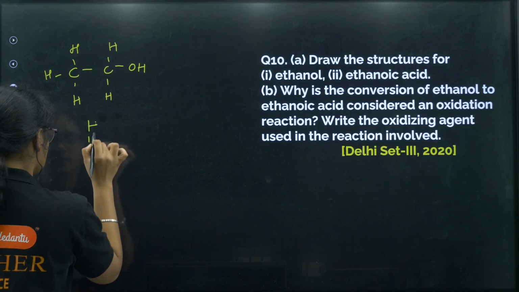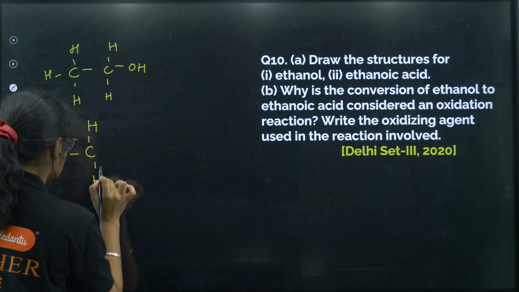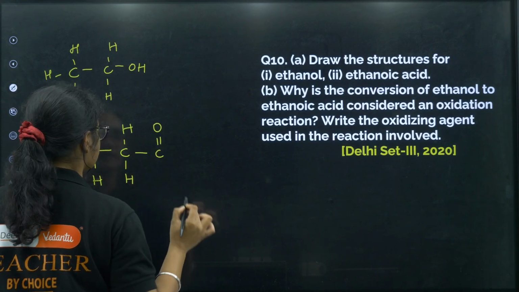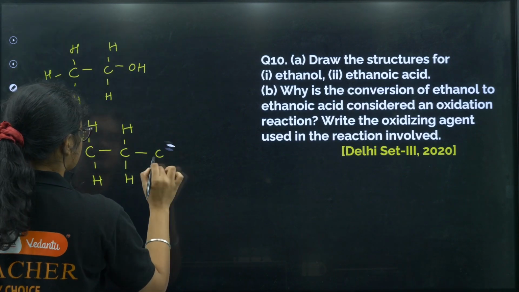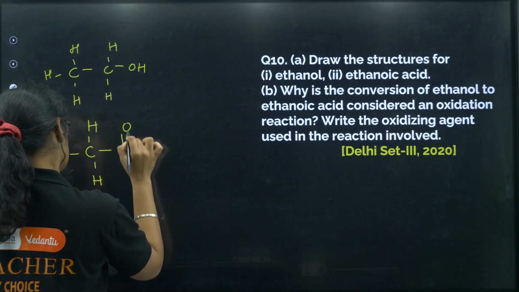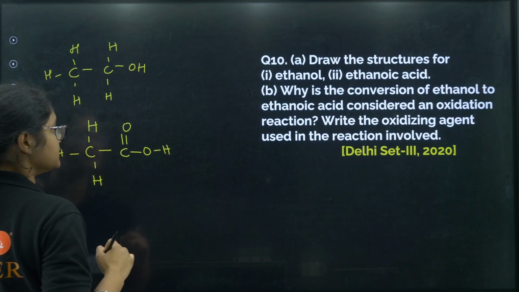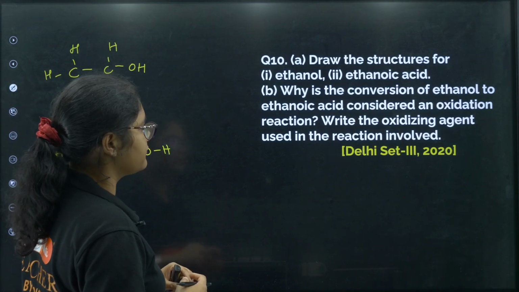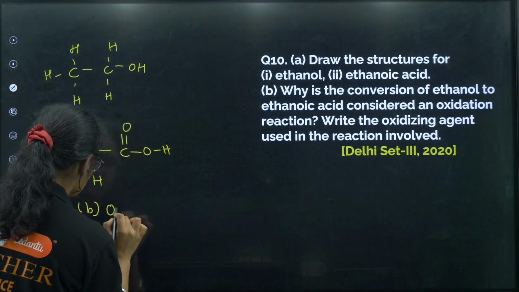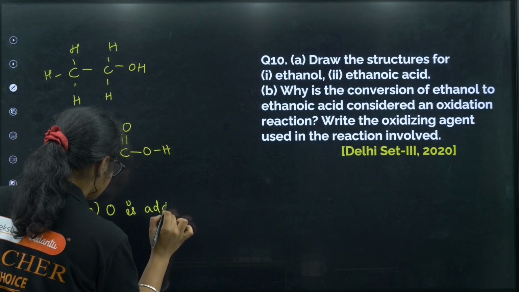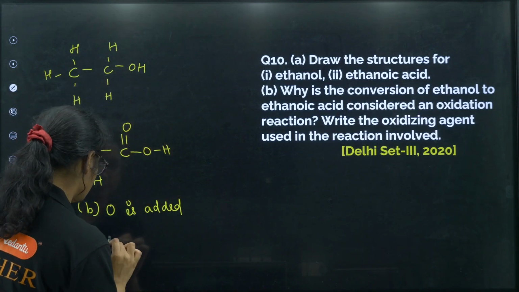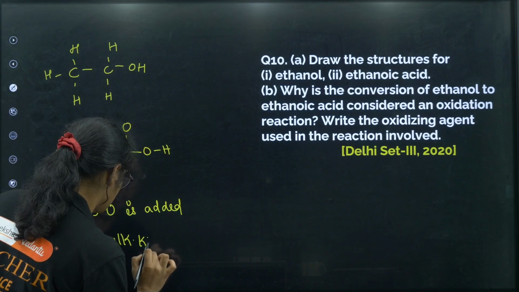Okay. Next we have ethanoic acid. So that is CH3, CH2, CO. Okay, sorry, it was ethanoic acid, right? Ethanoic acid. Next, why is the conversion of ethanol to ethanoic acid considered as an oxidation reaction? It is considered as oxidation because oxygen is added. Okay. And next, write the oxidizing agent involved here. It is alkaline KMnO4.